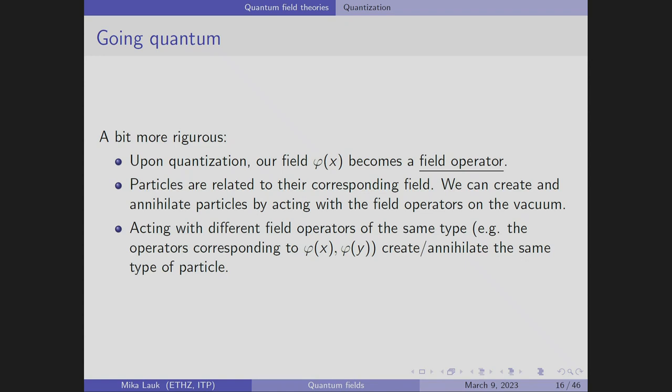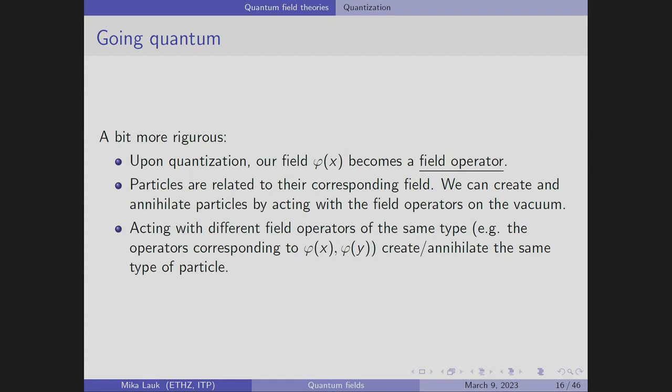So the electron field, after quantizing, becomes an electron field operator. We get an electron field creation and an electron field annihilation operator. And then if we take the vacuum, where nothing's in there, and we act with this creation operator on the vacuum, we get an electron.